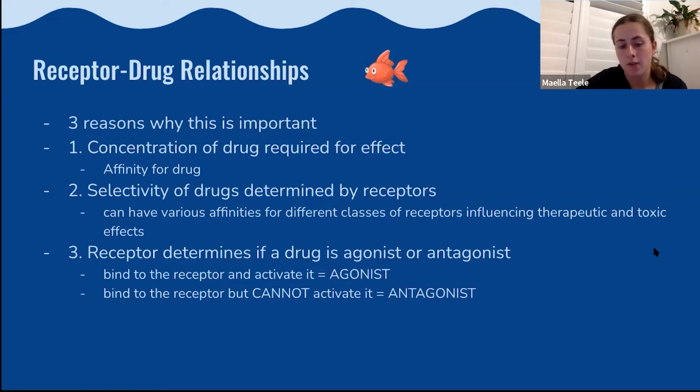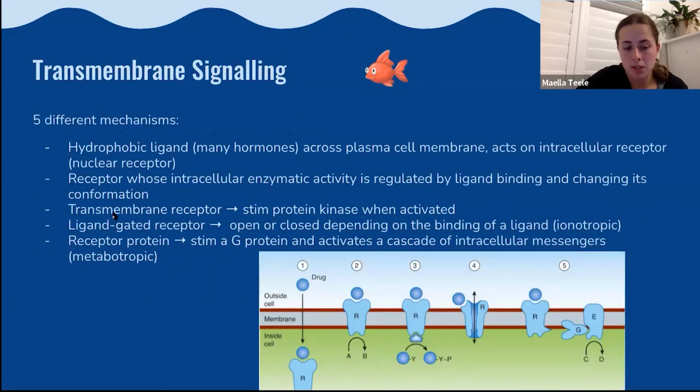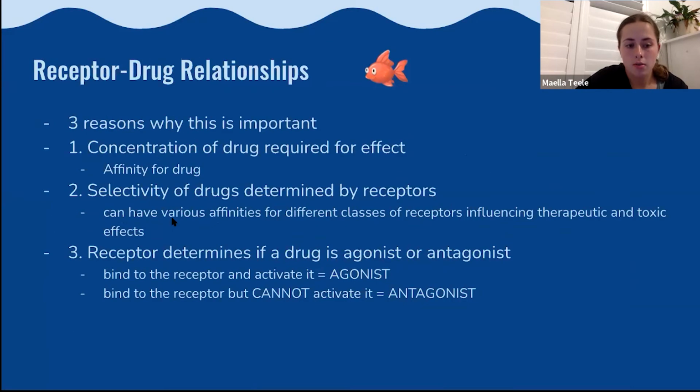If you're trying to target just one particular organ, you want to choose a drug that has very high selectivity and specificity, so it'll only target that organ and that receptor, if that makes sense. You don't necessarily want one with a broad selectivity, because then you'll be targeting receptors all over the body, and you might only want to target one particular organ. And additionally, the receptor determines if a drug is an agonist or an antagonist.